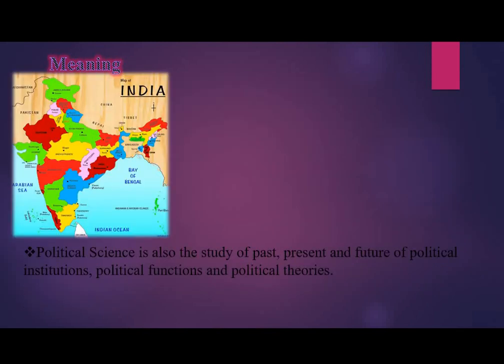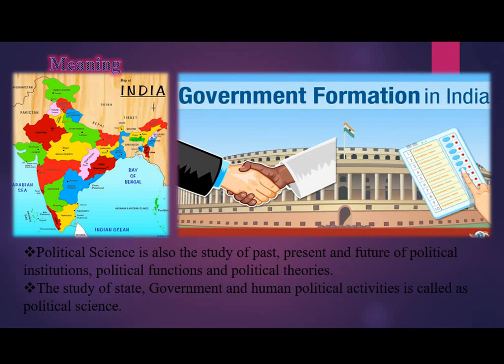And political science is also a study of the past. Very simple, students, a very simple and compressed meaning of political science I mentioned here. Political science is also the study of past, present and future of political institutions, political functions and political theories. We call this the meaning of political science. It is the study of the state, government and human political activities. We call this political science.